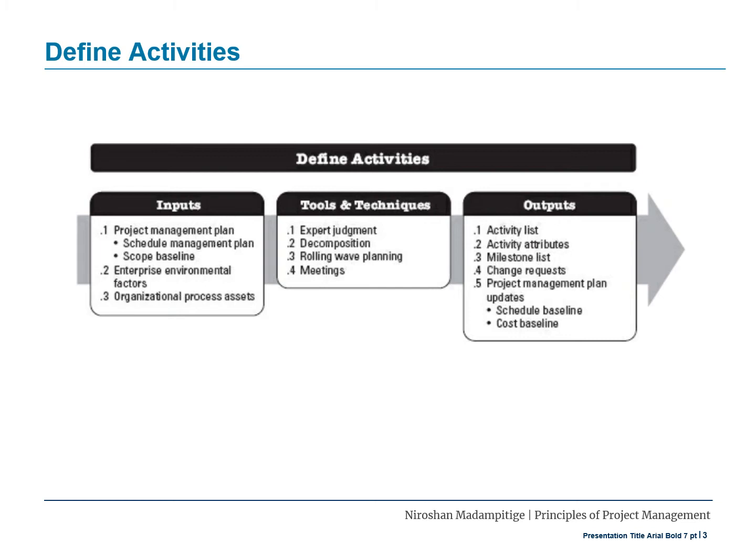Enterprise environmental factors. Enterprise environmental factors that influence the Define Activities process include but are not limited to organizational culture and structure, published commercial information from commercial databases, and the project management information system.